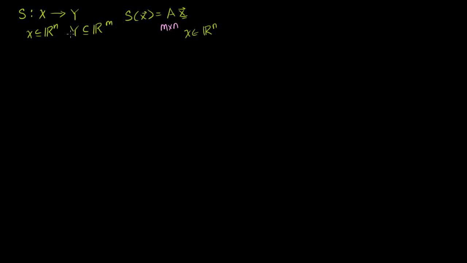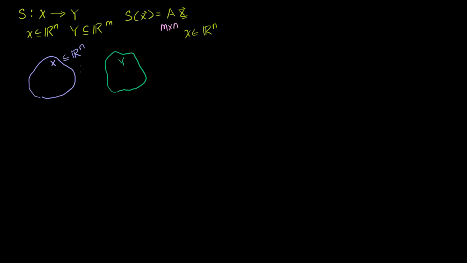Now let's say we have another linear transformation. Actually, let me draw what I've done so far. We have some set X right here. That is set X. It is a subset of Rn. And we have this mapping S, or this linear transformation, from X to Y. So it goes to a new set Y right here. And Y is a subset of Rm.